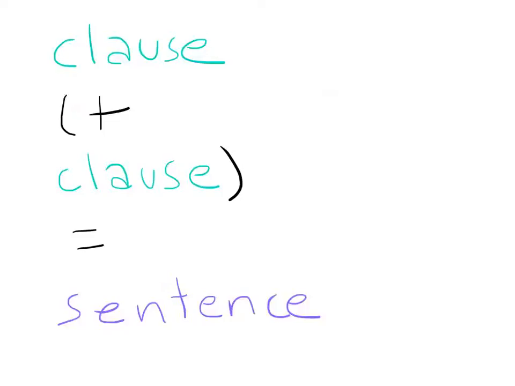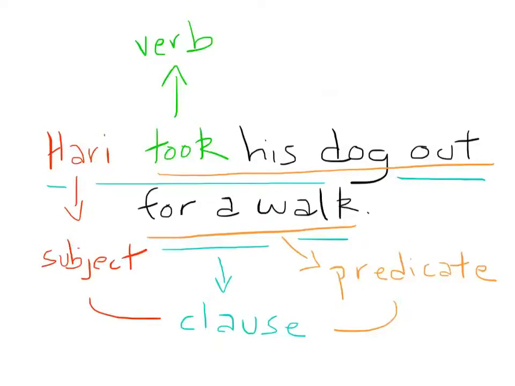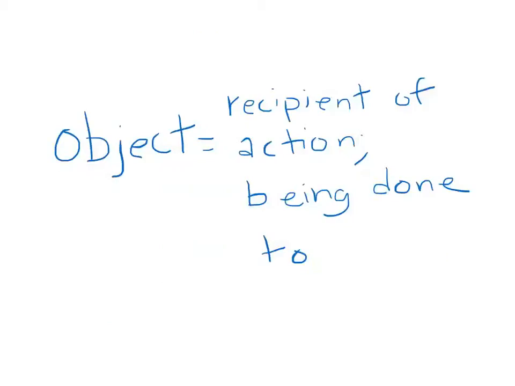But let's get back to the original sentence now. We have to discuss the object. Hari is walking the dog. The dog is being walked. This makes it, the dog, the object of the sentence. Let's look at another sentence.